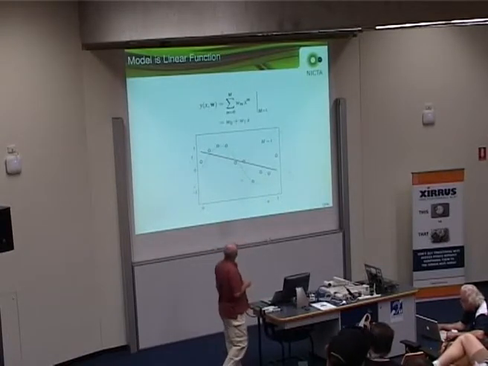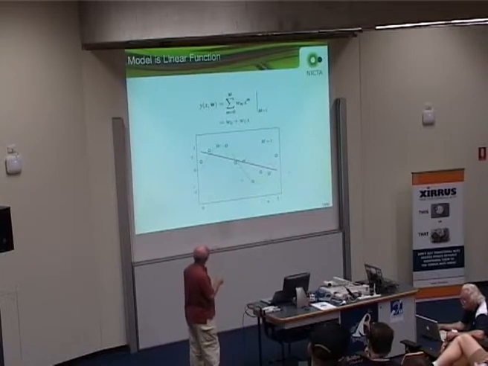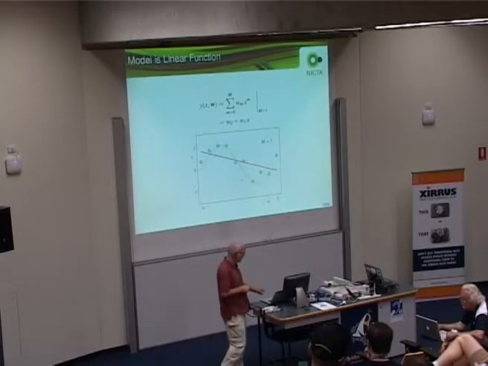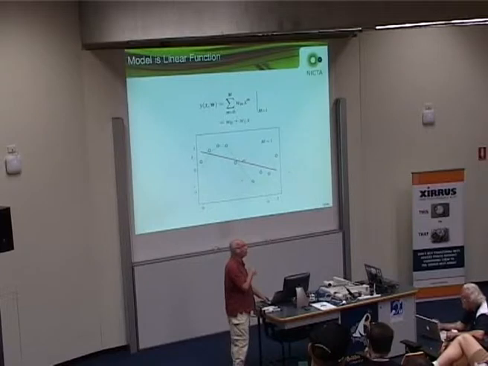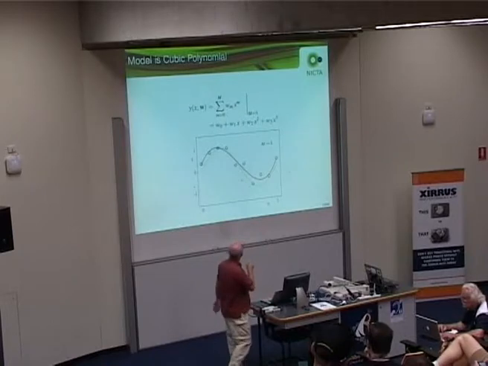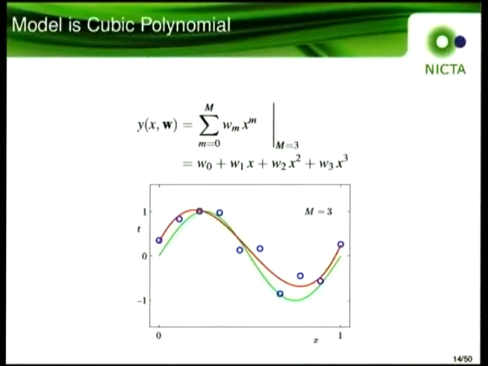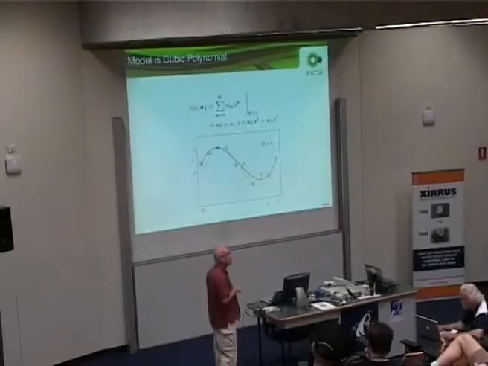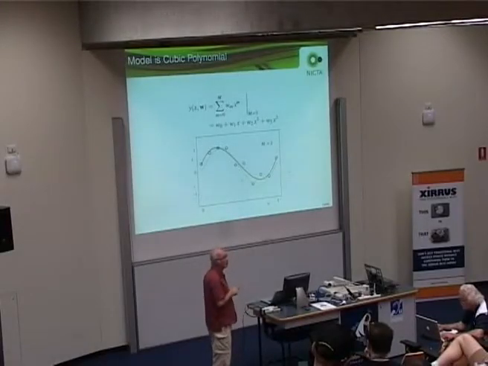So we can go a little bit further and take a linear function. Well, that fits a little bit better. Our squared errors are going down. We can take a third order polynomial. So that's already pretty good. I skipped the second order because you cannot fit an odd data set with an even function.